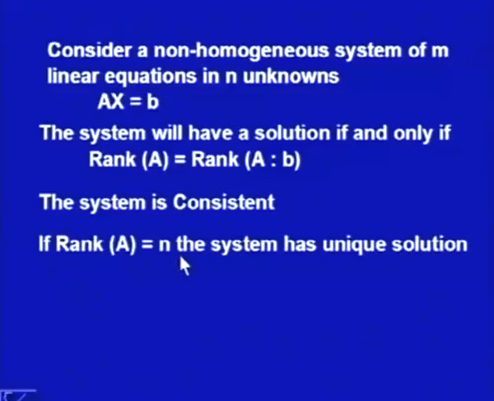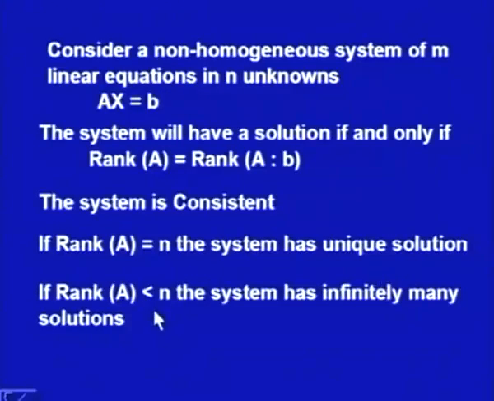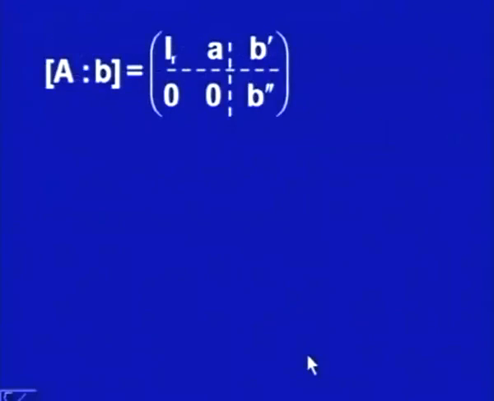If rank of A is equal to n, then the system has a unique solution, and if rank A is less than n, the system has infinitely many solutions. Now, let us see this augmented matrix AB.